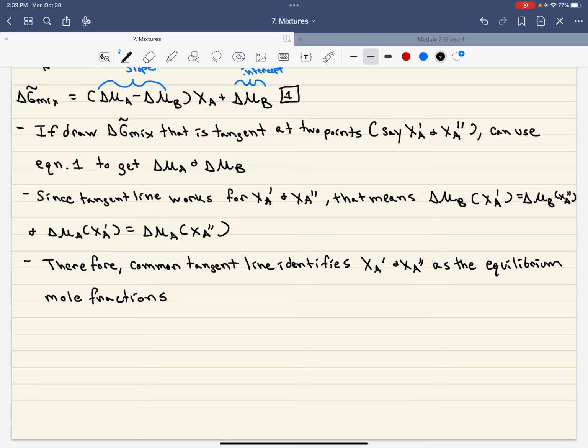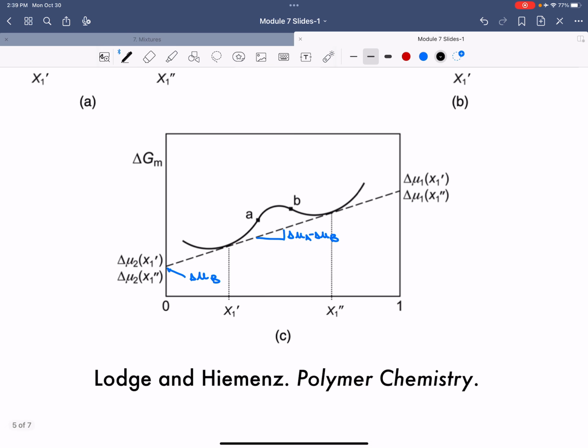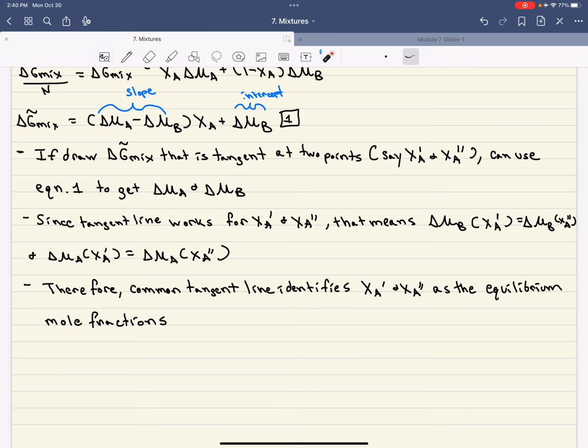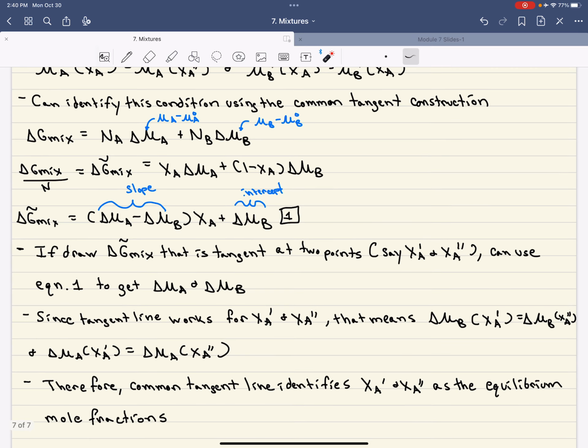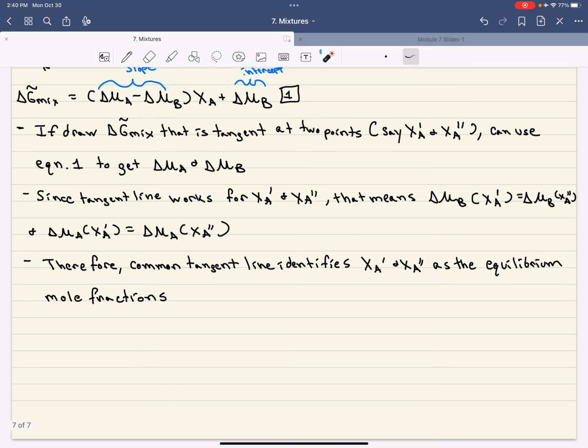All right, and so in other words, from the plot, by finding out where this line is tangent to the curve, that allows us to get XA prime and XA double prime. Furthermore, it also allows you to get the chemical potential values. And what you could do there is cross-check your chemical potential values by plugging in whatever model you use to get the chemical potentials. That model will be a function of XA, and so you could also just solve those equations in order to get XA prime and XA double prime.